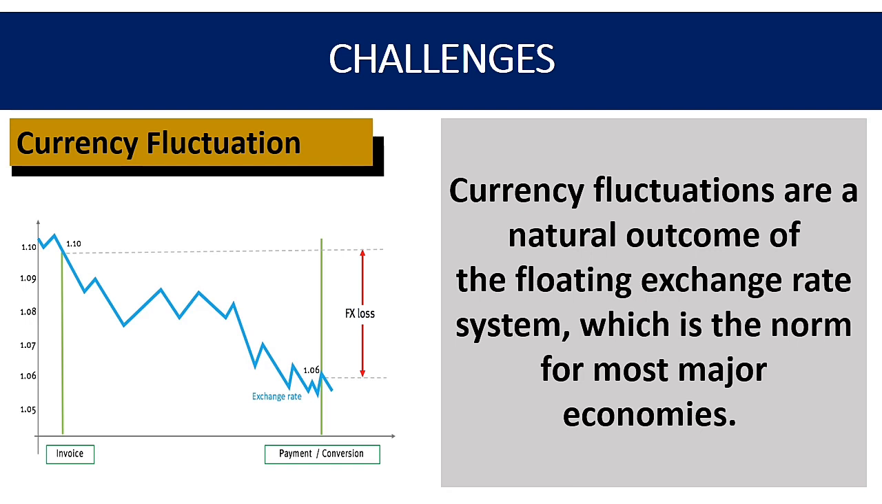Another challenge of international market is currency fluctuation. Currency fluctuations are a natural outcome of the floating exchange rate system, which is the norm for most major economies. Kapag sinabi nating floating exchange rate, it is a regime where the currency price of a nation is set by the forex market based on the supply and demand relative to other countries. This is in contrast to the fixed exchange rate in which the government entirely or predominantly determines the rate.